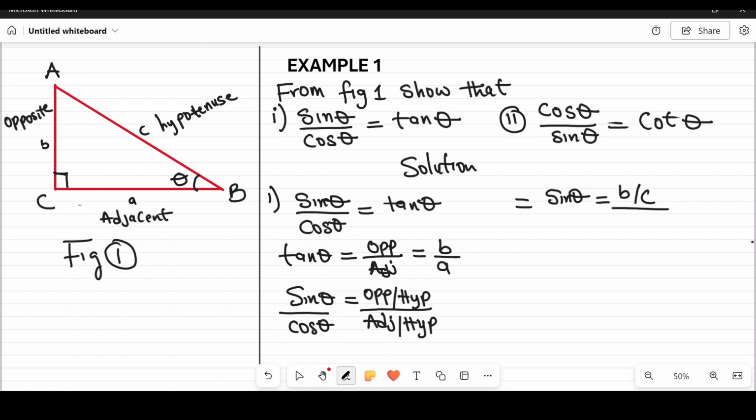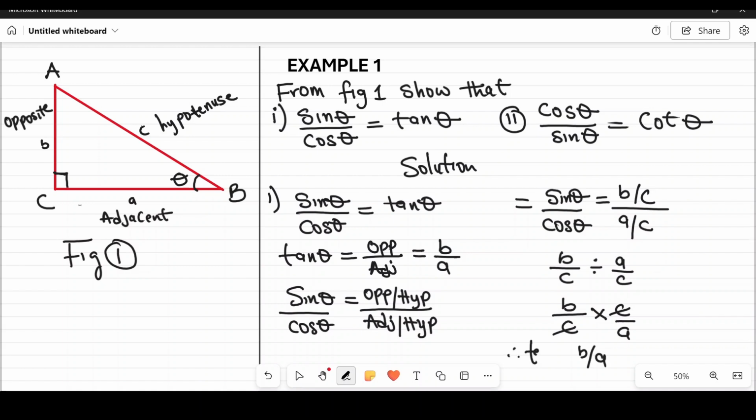And cos theta is adjacent over hypotenuse, and our adjacent has been defined as side CB, represented as letter A, divided by our hypotenuse, side AB, which is letter C. Mathematically, this can be written as B divided by C, all divided by A divided by C. Now, applying the reciprocal of division, this becomes B divided by C times C divided by A. We cancel out C, and my expression becomes B divided by A.